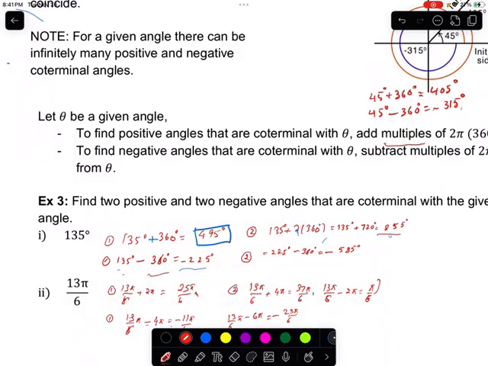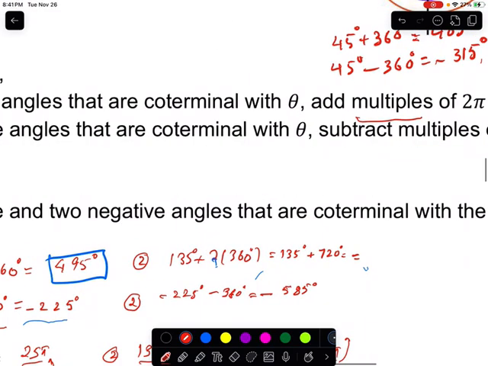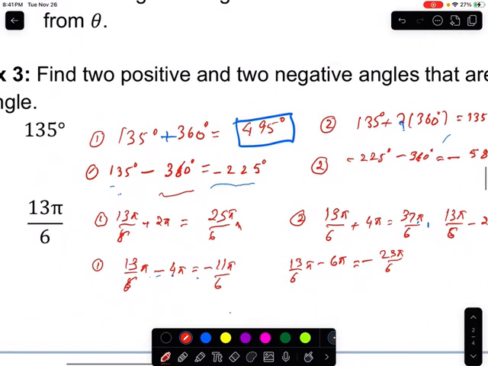Let's write it clearly. So it is equal to 855 degrees. This is the second positive coterminal angle.